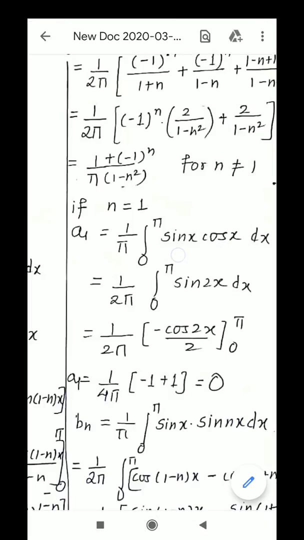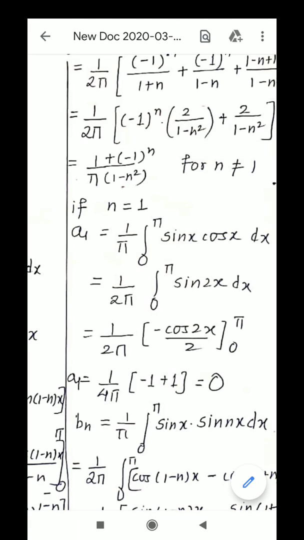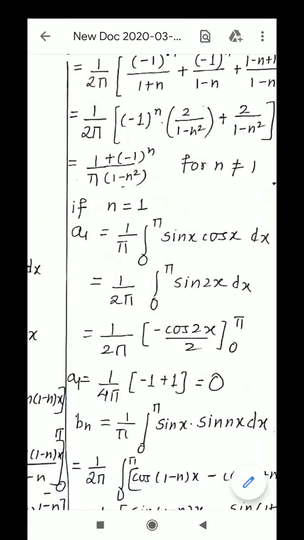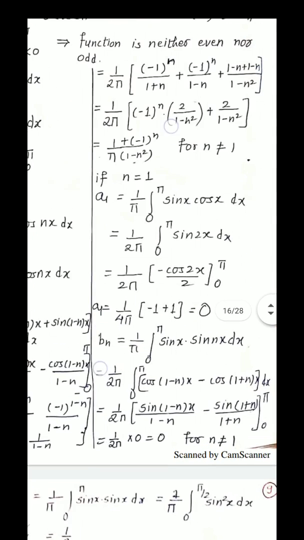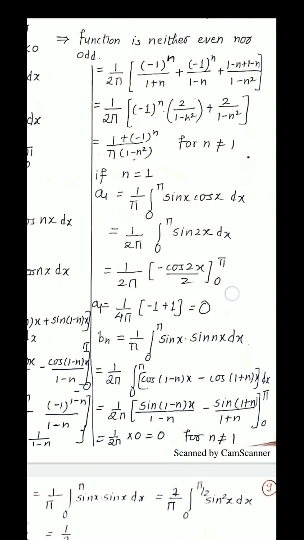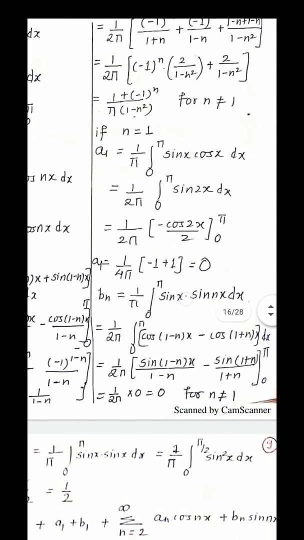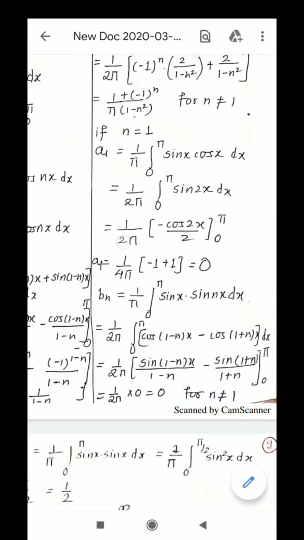Now how do we find the integration of sin x into cos x? Multiply and divide by 2 here. If you divide by 2, then we have to multiply here by 2. So 2 sin x cos x is sin 2x. Now what is the integration of sin 2x? It is minus cos 2x upon 2. So 1 upon 2 pi into minus cos 2x upon 2, with limits from 0 to pi, is equal to, this 2 into this 2, that is 4.